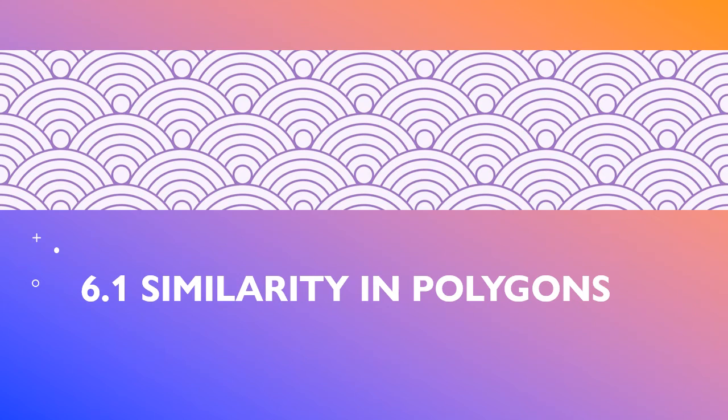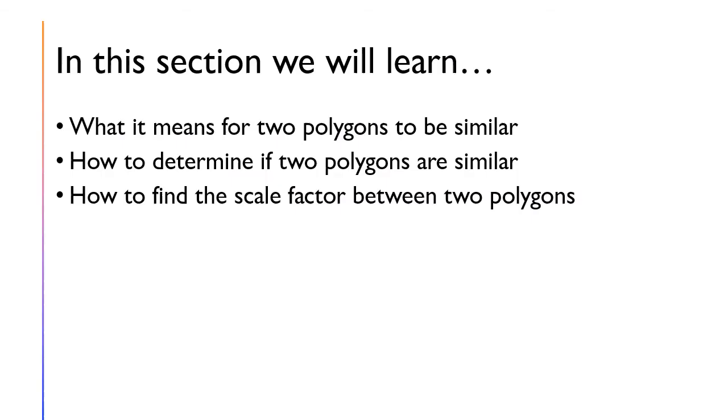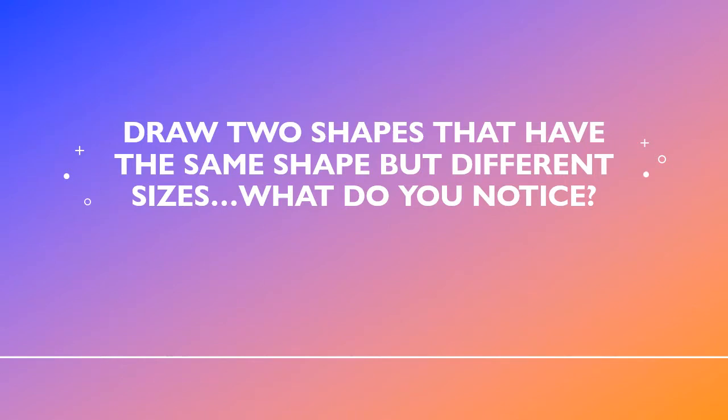Hi everyone. In this video we're going to talk about section 6.1 from your textbook, Similarity and Polygons. Today we'll take a look at the first part of section 6.1 and we'll discuss what it means for two polygons to be similar, how to determine if two polygons are similar, and how to find something called the scale factor between two polygons.